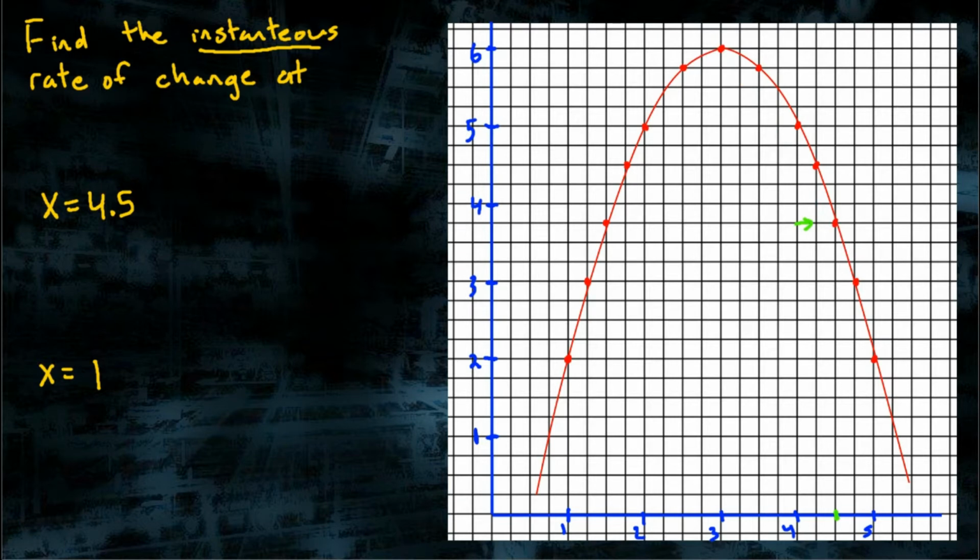So x equals 1 is right here. So I could take this point. Okay. That's not very good, right? So I want to get it closer. And then maybe closer. And then maybe I would take this one right here, the closest that I have on my graph, and that would get me a pretty good estimate.